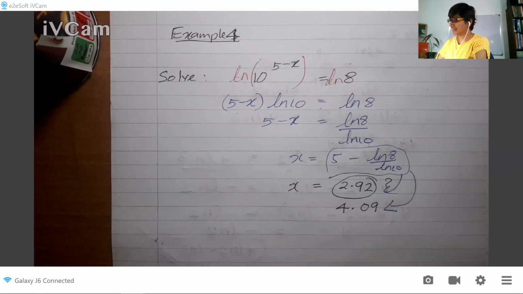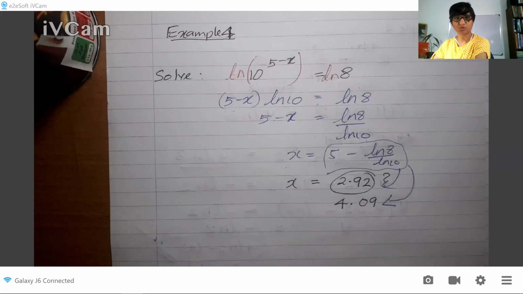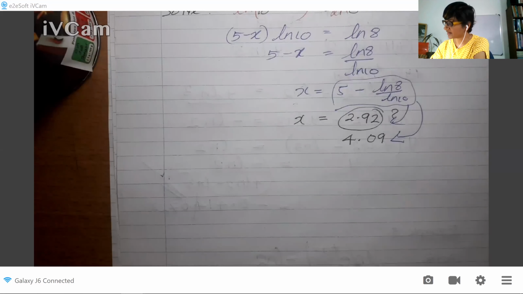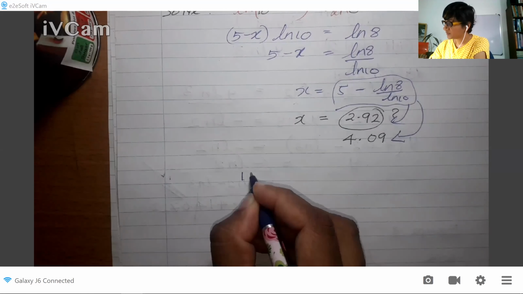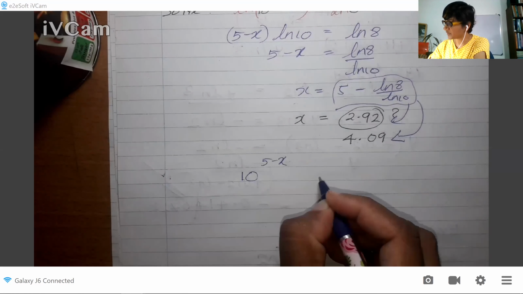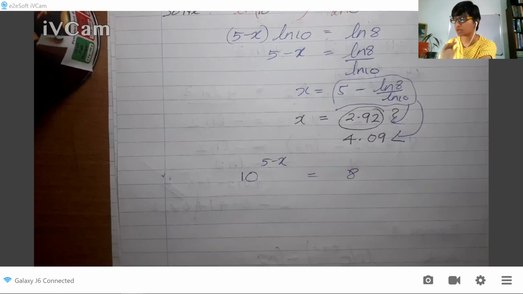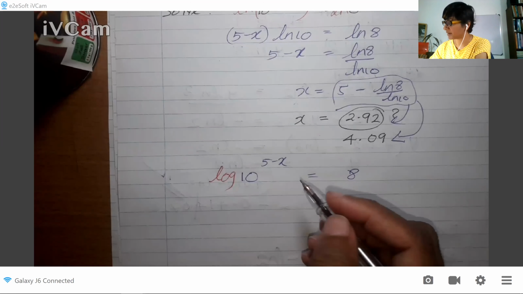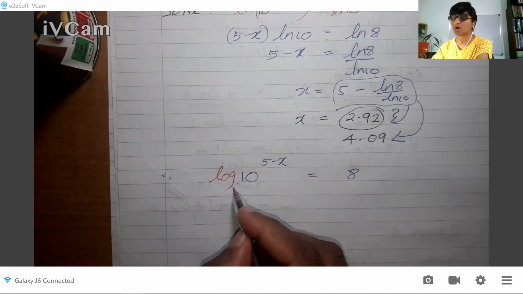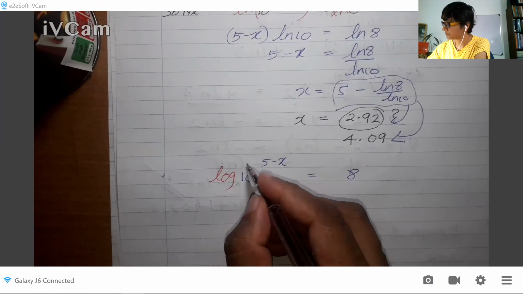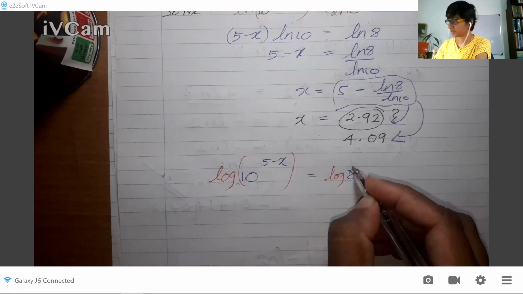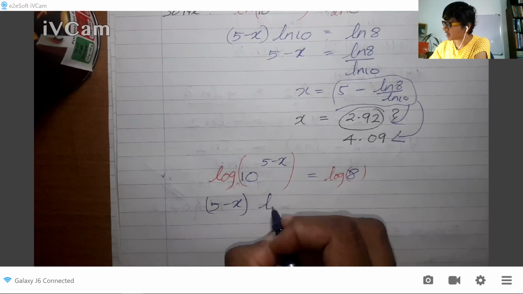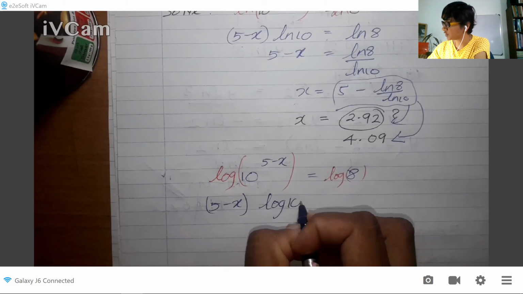Okay. Now I want to show you what will happen if you do. This is what you had. Let me take log. Log means base 10. Remember, I'm not putting a base here, which means I'm taking log base 10. Then 5 minus x comes in front. This is log 10 equal to log 8.